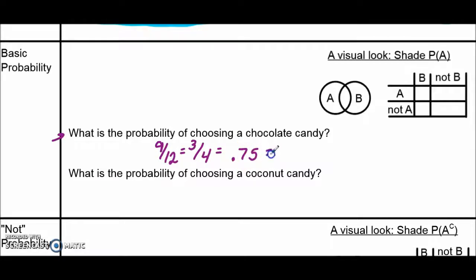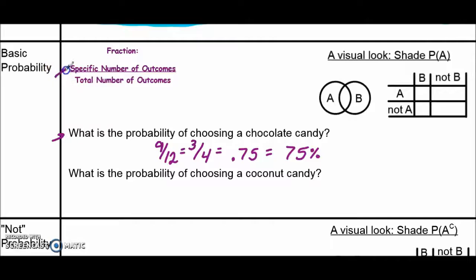Now, sometimes people like to see those as percents. To get from a decimal to a percent, all you need to do is multiply it by 100. So there's a 75% chance of choosing a chocolate candy. So let's review those 3 ways of expressing the chances of getting a chocolate candy.